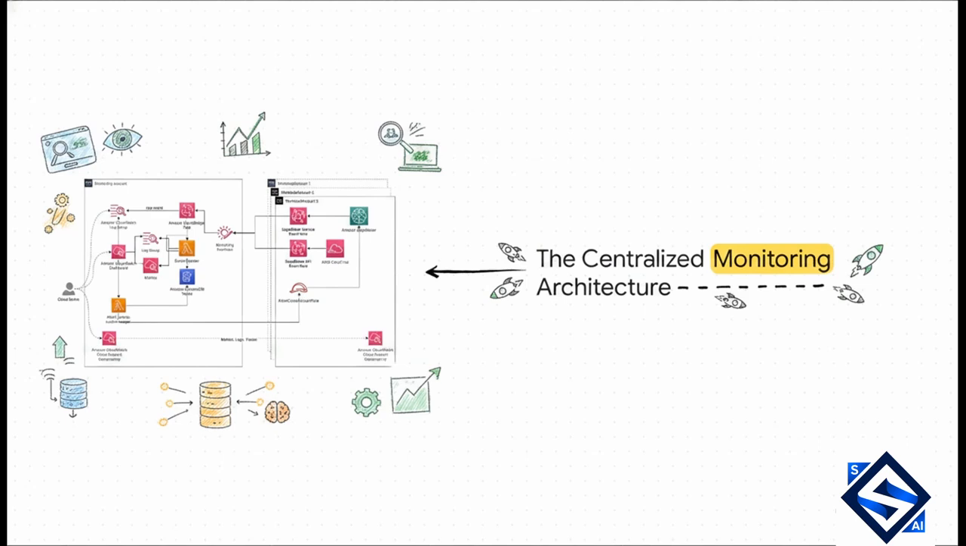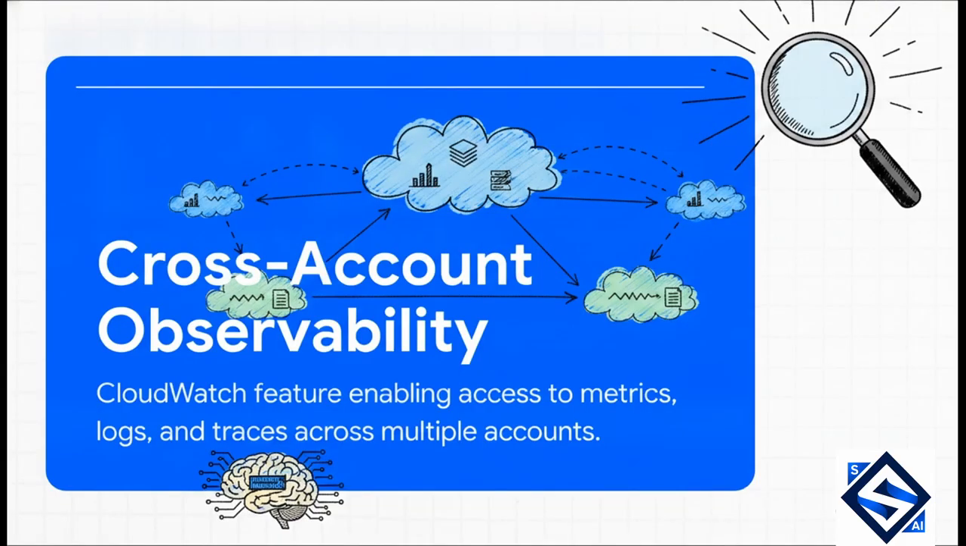But here's the catch. All of those accounts are required to stream their events over to the hub, and that hub is one central monitoring account. It's a single account completely dedicated to capturing and visualizing the activity from every single workload account in the entire enterprise. Now, the magic that makes this connection possible is a brilliant feature called cross-account observability.